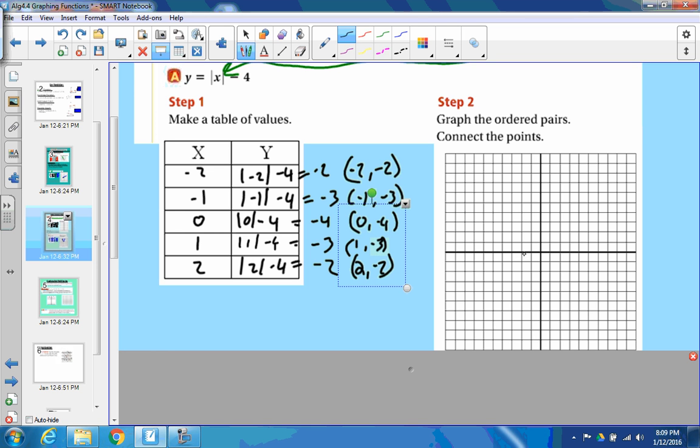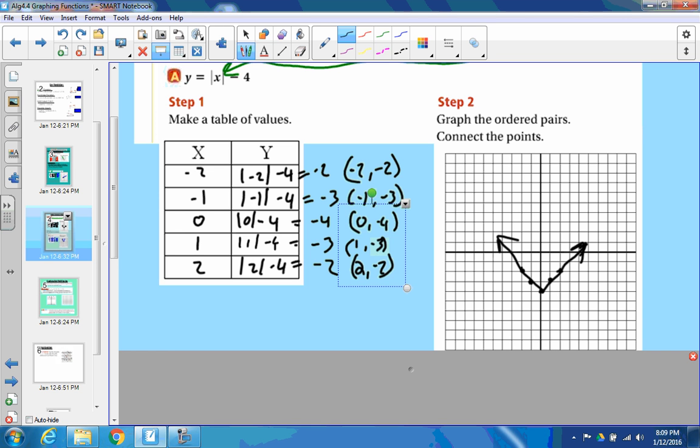And when I graph those, I will have negative 2, negative 2. Right? Down 2, over 2 down. Negative 1, negative 3. 1 over and 3 down. 0, negative 4. 0 over and 4 down. Now we go positive. So positive 1 and 3 down. Positive 2 and 2 down. When I connect the dots, this is going to make a straight V. Now that's nonlinear. We talked about how if it's a V, it's nonlinear. But that's how you graph an absolute value function.